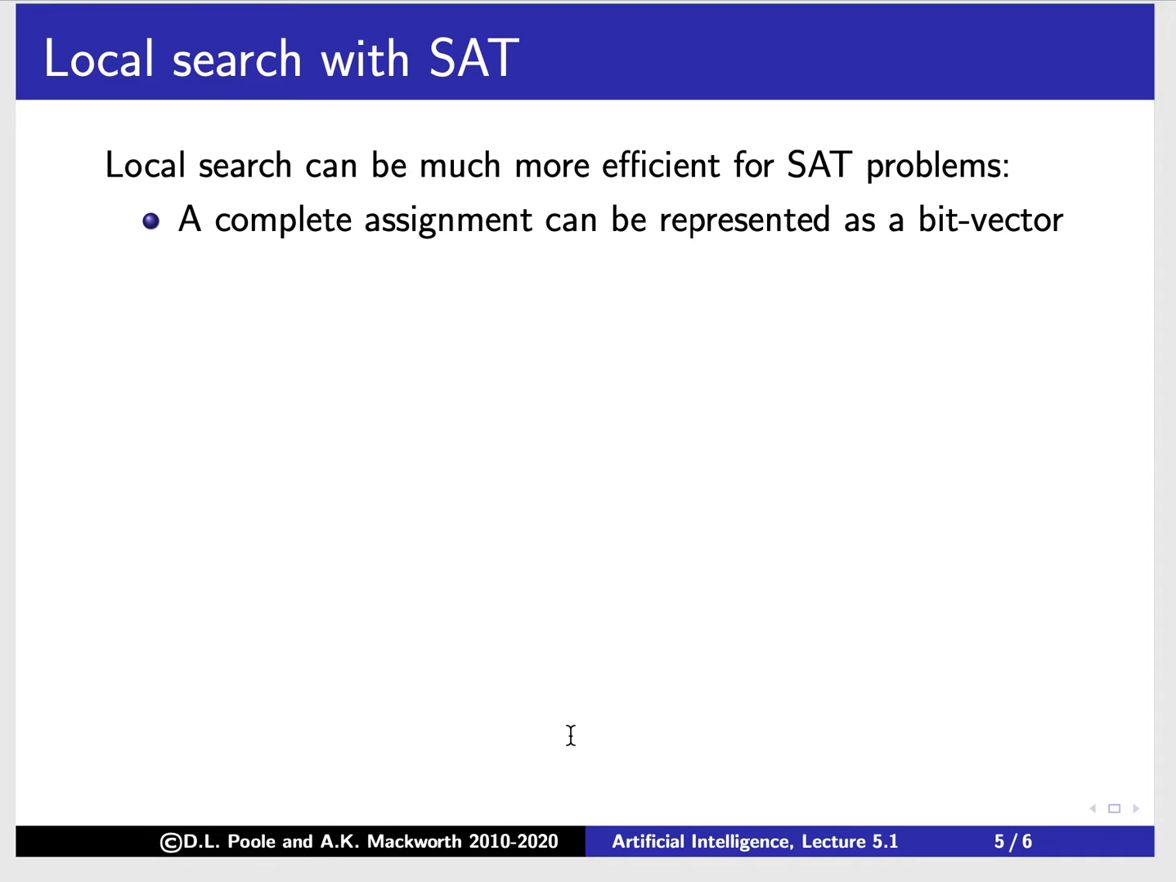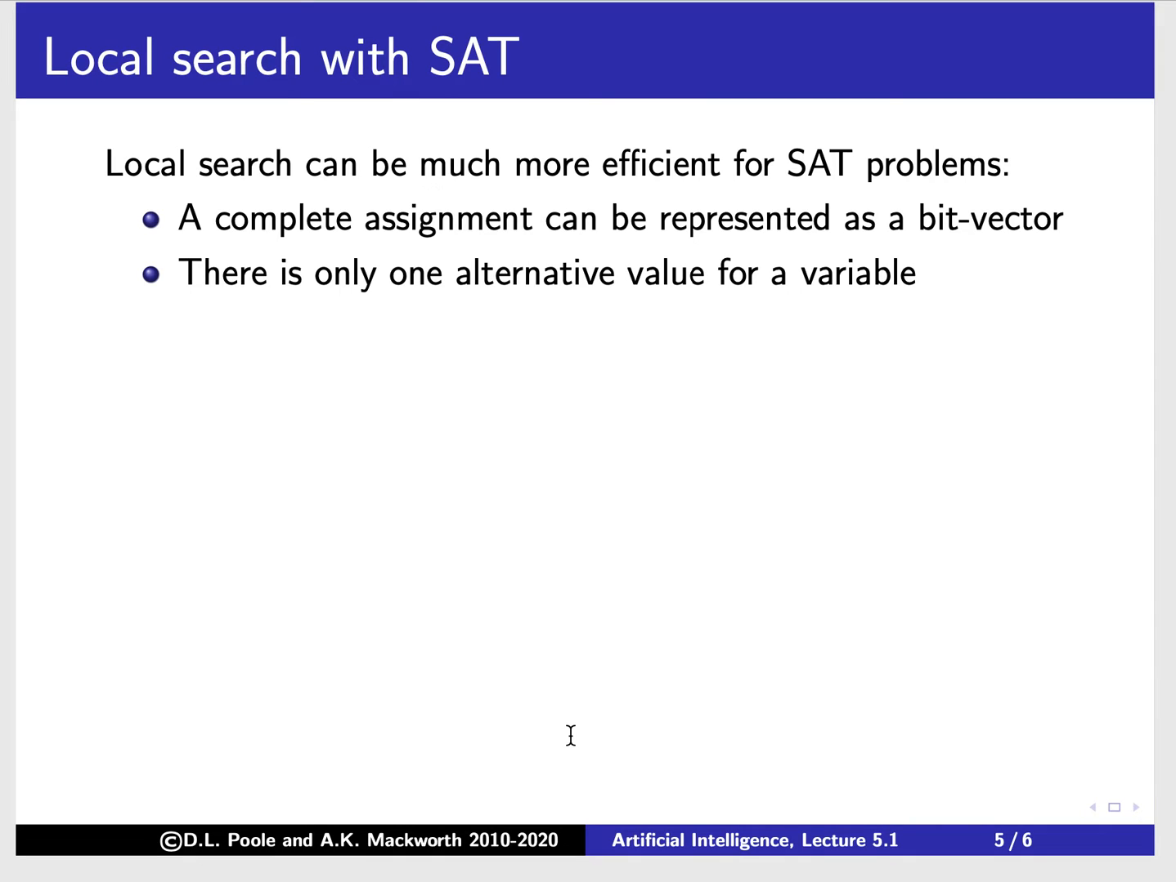So a complete assignment can be represented just as a bit vector. So now we just have zeros and ones. So now we can represent enormous problems where we might not have been able to represent them before. Although the problems are bigger, we now have more efficient representations for them. And there's now only one alternative value for a variable. So remember, we didn't have to worry about choosing the best value because now there's only one other value for it. So we're now going to just flip the value of a variable whenever we select it.